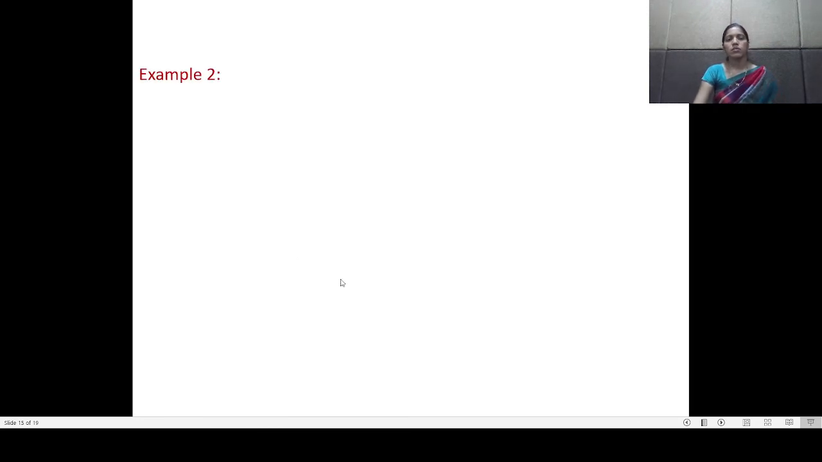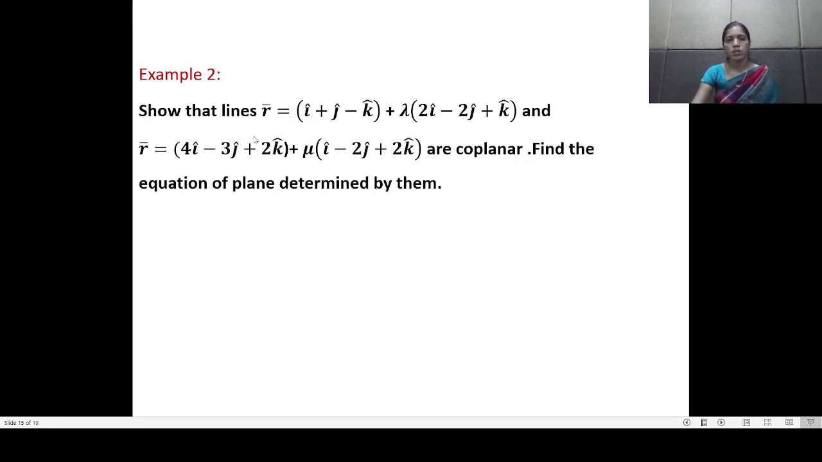Now let us see example number 2. Show that the lines r bar is equal to, first line, i cap plus j cap minus k cap plus lambda in bracket 2i cap minus 2j cap plus k cap, and another line r bar is equal to 4i cap minus 3j cap plus 2k cap plus mu in bracket i cap minus 2j cap plus 2k cap, are coplanar. Find the equation of the plane determined by them.